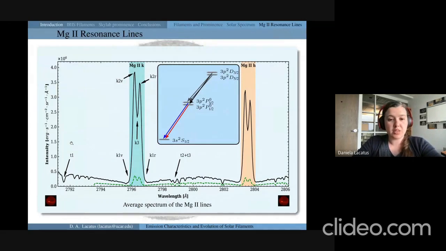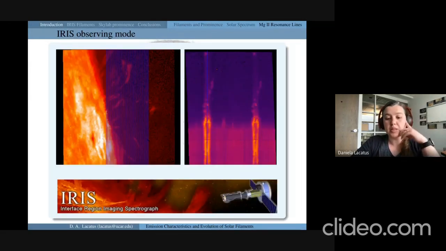So in this study, I will be, as I said, mostly using IRIS data. IRIS is a slit spectrograph that is capable of scanning with multiple steps over a given structure. In the top left image, we have an example of such a scan. Over the structure, we have multiple positions of the slit. For each of these, we have a spectra like the one on the right.